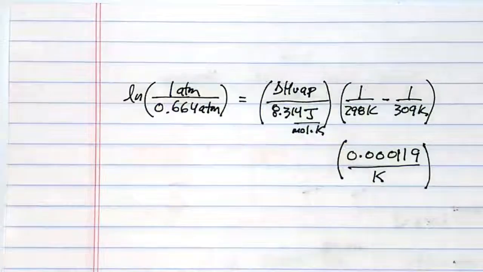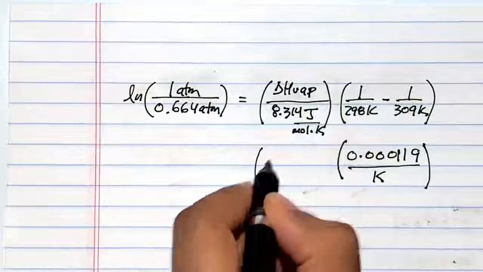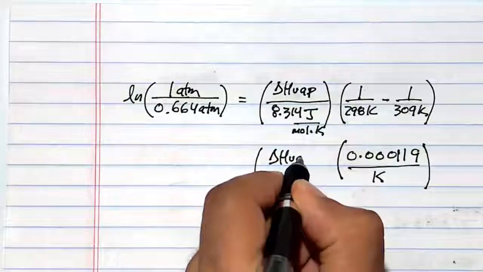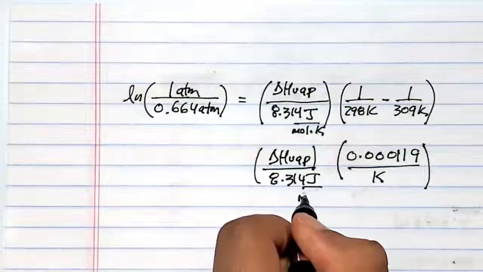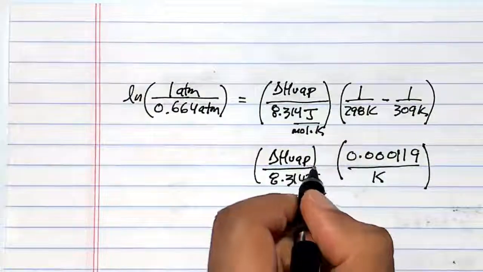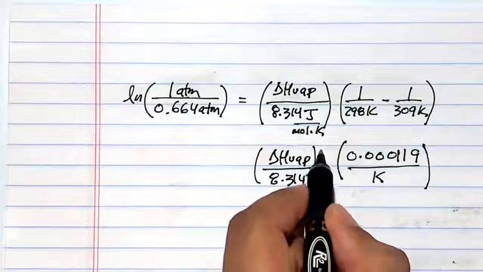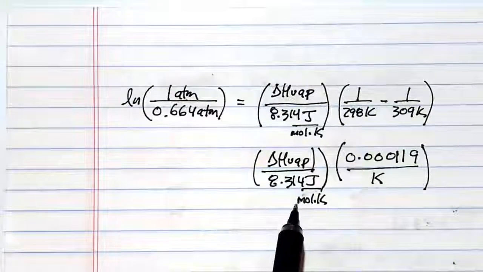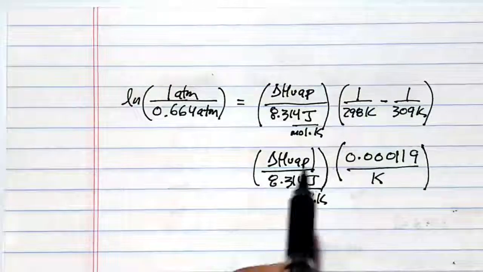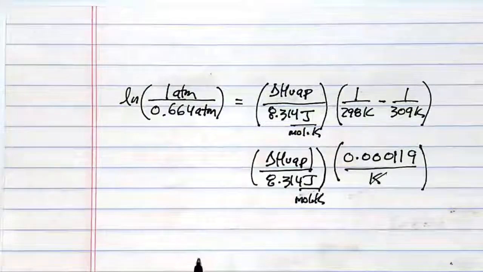Kelvin stays in the denominator. And delta H vaporization is here. R is our gas constant, and we're going to use 8.314 joules per mole Kelvin. Take this 0.000119 and divide it by 8.314. The kelvins and kelvins should cancel out.